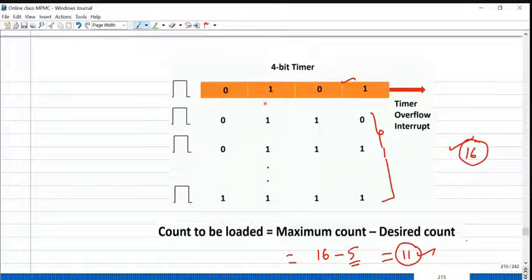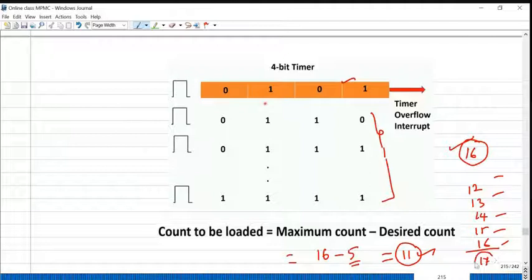Now let us check: 12, 13, 14, 15, 16. Correct? 1, 2, 3, 4, 5: 5 clock pulses completed. When you apply the 17th clock pulse, the overflow will occur, and the timer generates the interrupt to the processor.